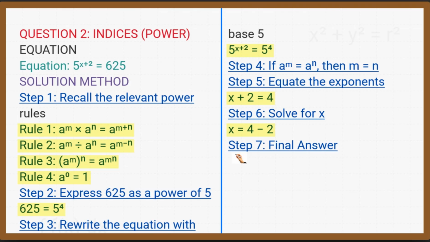So, students, our final answer is x equals 2. And that is how you solve 5 to the power of x plus 2 equals 625 using the rules of indices. Remember, always express numbers as powers of the same base whenever possible. This makes solving exponents much easier.